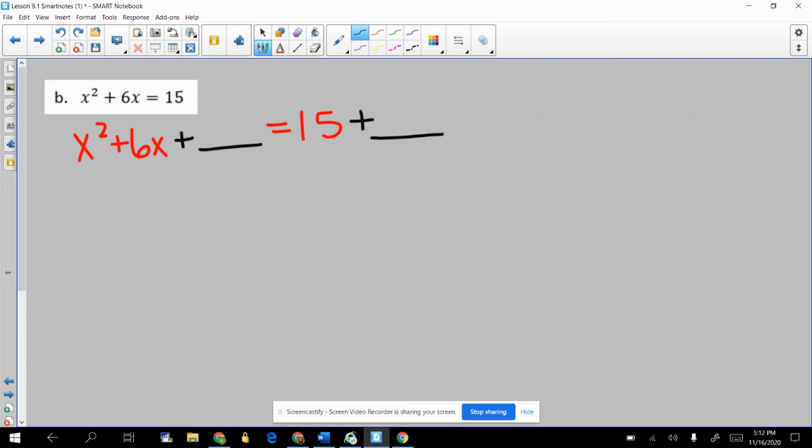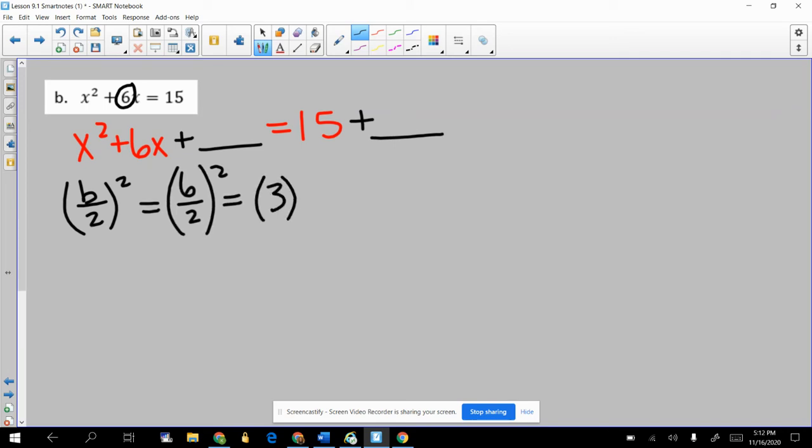So again, to figure out what goes in that blank, you take your b value divided by 2 and you square it. So in this case, my b value is just 6. So I would do 6 divided by 2. Square that. 6 divided by 2 is 3. 3 squared is 9. So that's what goes in these blanks.